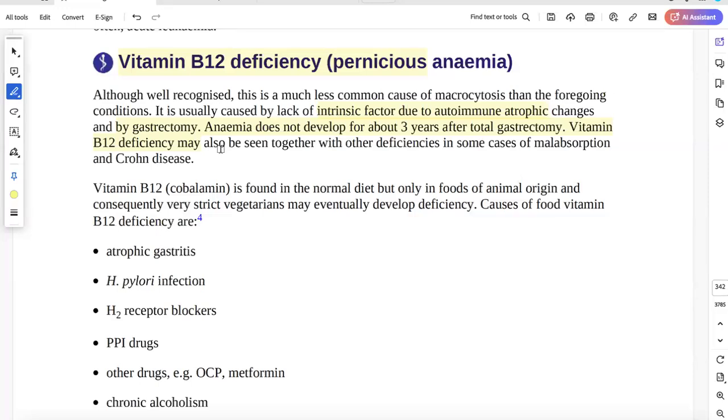And that antibody will destroy or reduce the production of intrinsic factor. And if there is lack of intrinsic factor, B12 cannot bind with intrinsic factor. And if B12 doesn't bind with intrinsic factor, it cannot get absorbed in the ileum. Then the patient develops B12 deficiency, and that is what we call pernicious anemia. The same thing can happen with a patient with gastrectomy, because again, they will not have enough parietal cells to produce this.